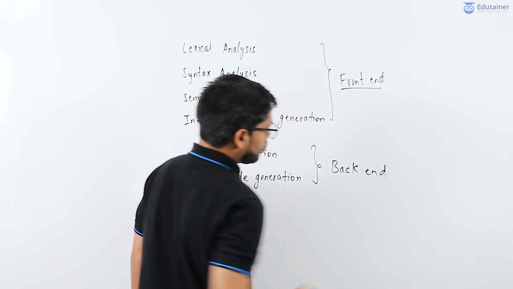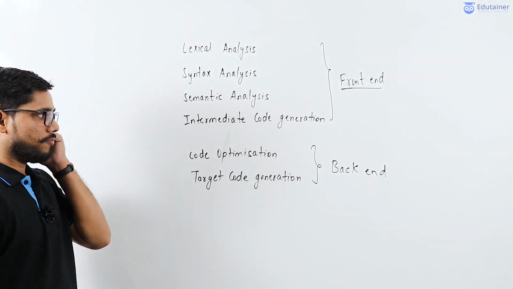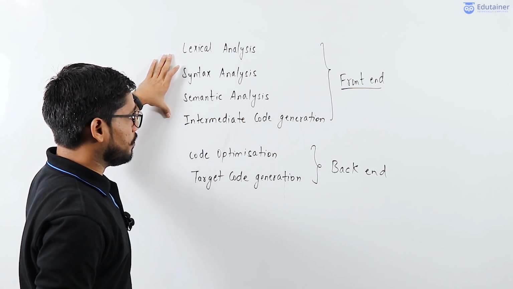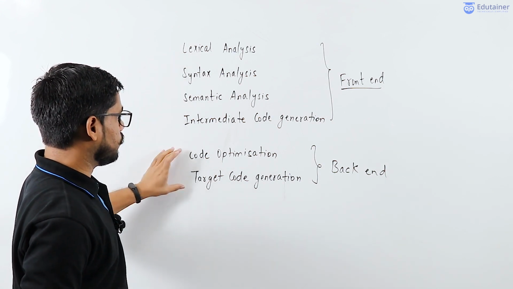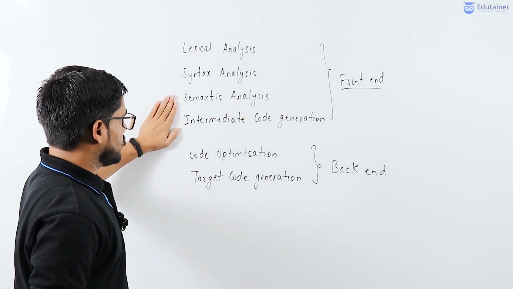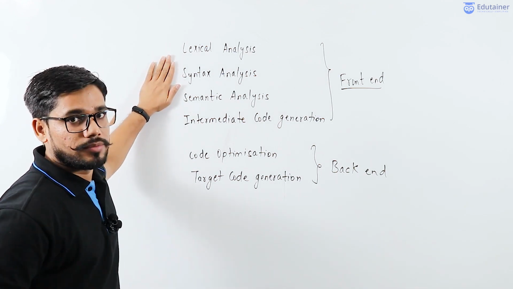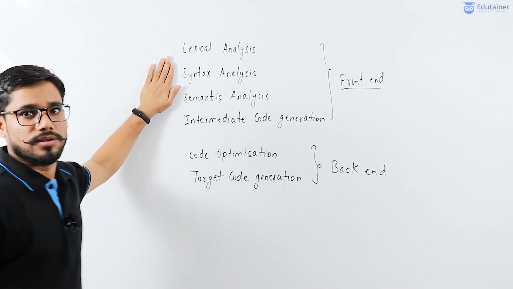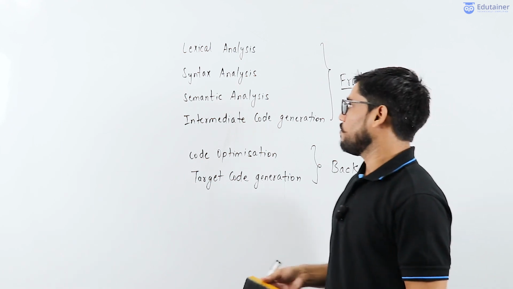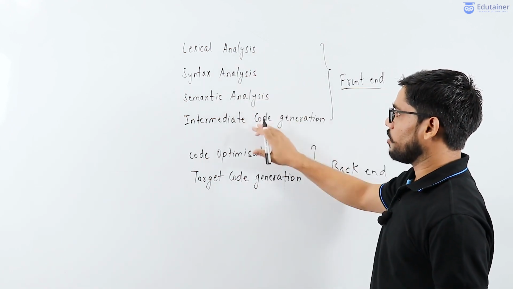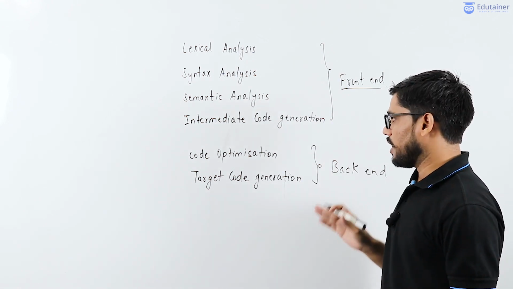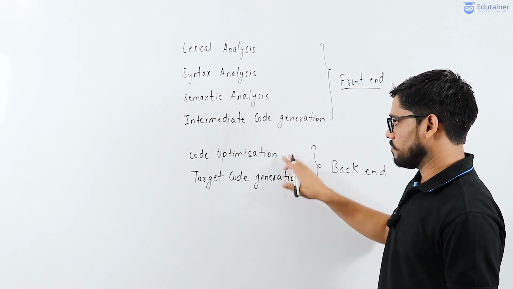Whenever you design a compiler for any programming language, these four phases are implemented together and these two phases are implemented together. These four phases are the same for every compiler. Either you implement a C compiler, Java compiler, C++ or any other programming language compiler, these four phases are the same. The only difference for every programming language compiler is these two phases.